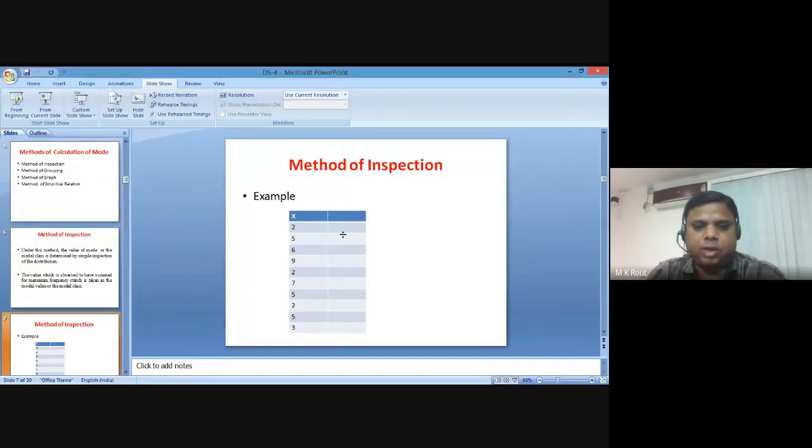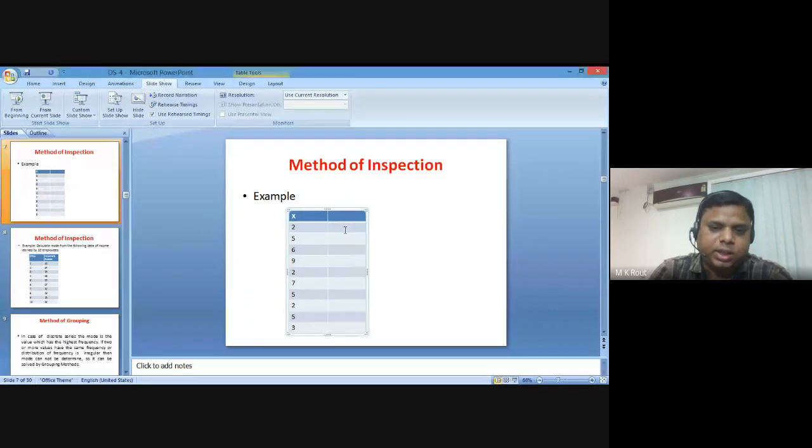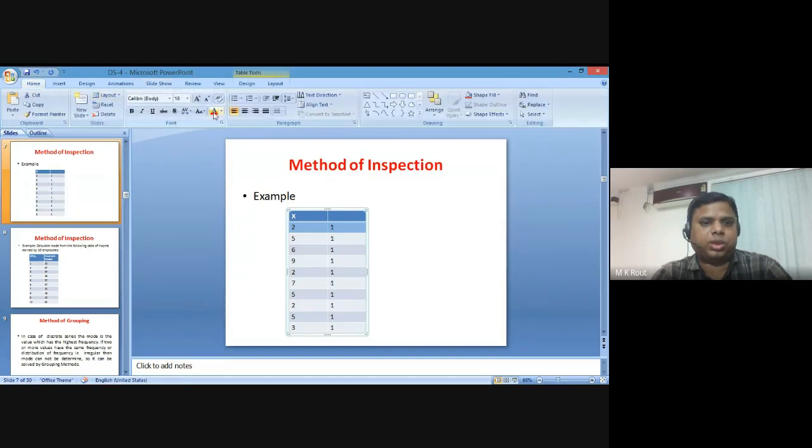So let's find out. In the X column, 2 appears 1 time, 5 appears 1 time, 6 appears 1 time, 9 appears 1 time, again 2 that is the second time, and the others also appear 1 time each, and the last one 1. So if you see in this data, 2 appears most of the time. Here the frequencies are highlighted in red color: 1, 2, and the last one is 3.